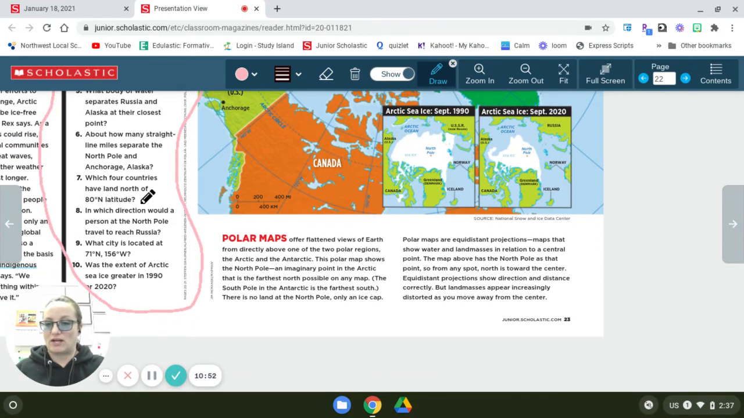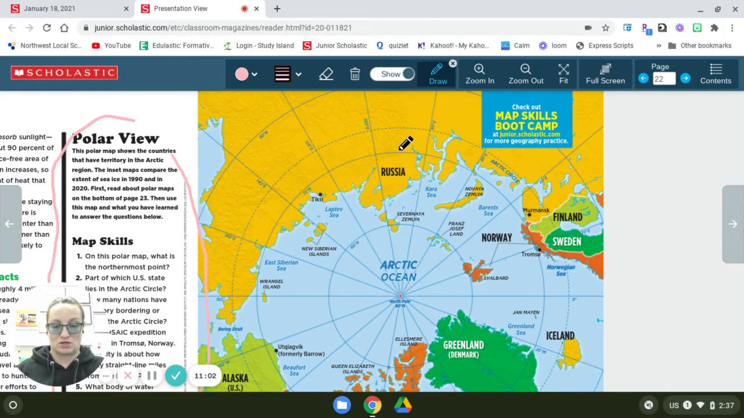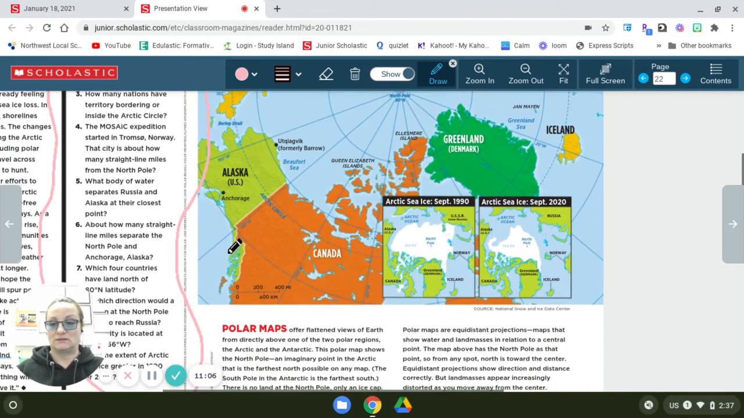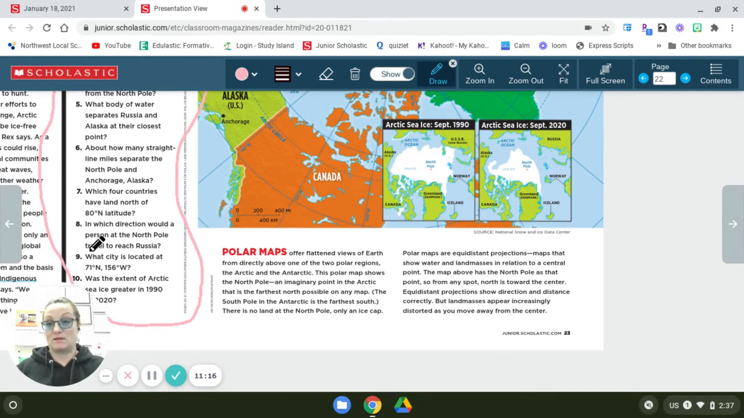Number 8, in which direction would a person at the North Pole, keep this in mind, you're at the North Pole, travel to reach Russia? So you're going from the North Pole to Russia. What direction would that be? Keep this in mind that this is a different perspective. When you're at the North Pole, you're at the northernmost point. So any direction from that, remember what that would be.